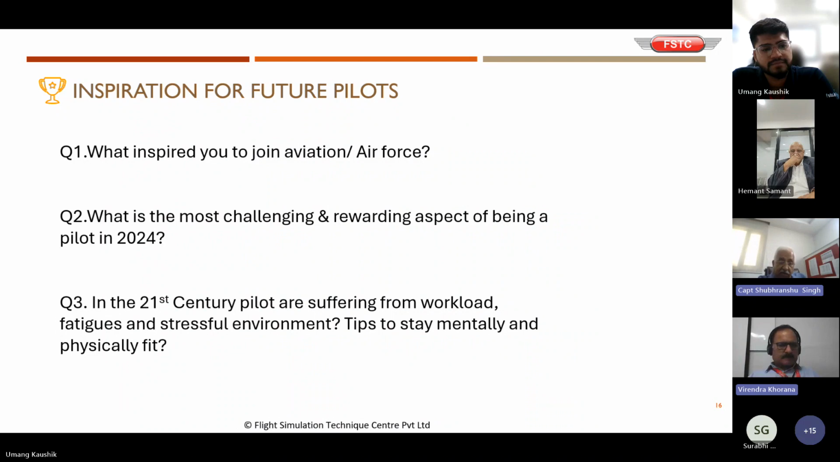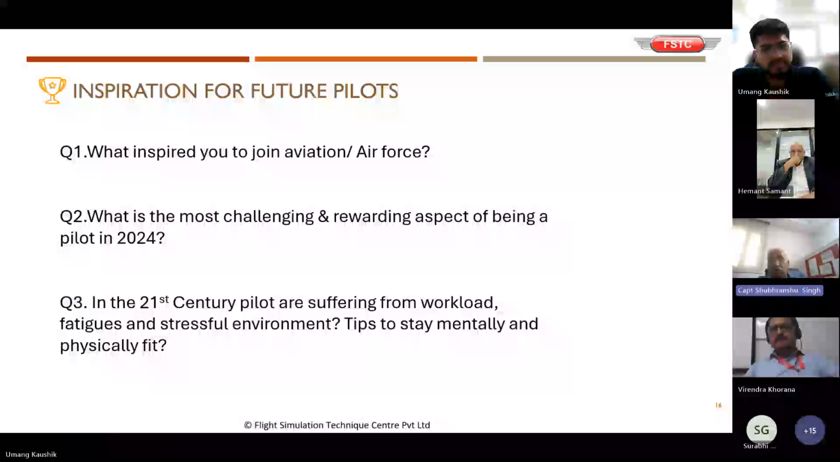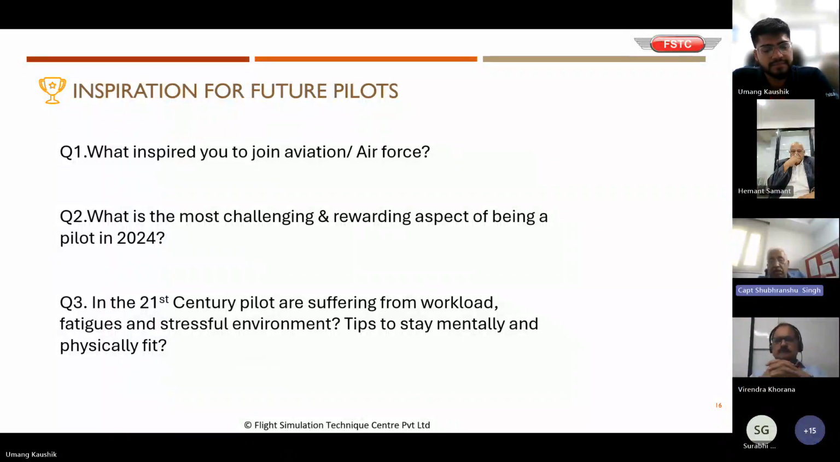And that cockpit, as I said, is ever changing, and you have to be keeping up with it. But the rewarding part of it, as my previous speaker said, is every day you are landing in a different airfield, higher airfields. If I get a chance, I would like to land at Leh and Kathmandu. Once I do a good landing in Leh and Kathmandu, oh man, there's nothing more rewarding than that. So that is the rewarding aspect of being a pilot.